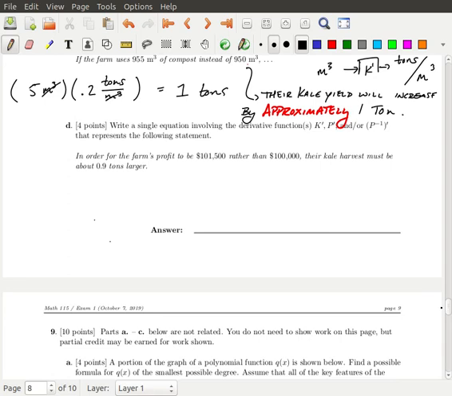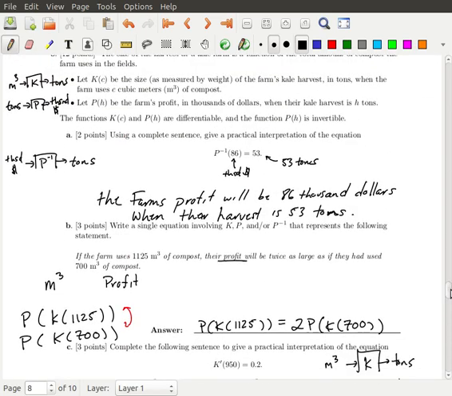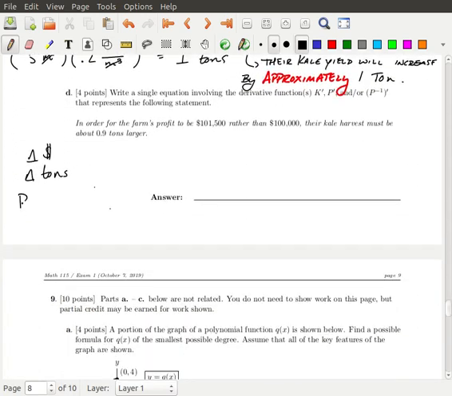Part D, write a single equation involving the derivative functions K prime, P prime, and or P inverse prime that represents the following statement. In order for the farm's profit to be 101,500 instead of 100,000, the kale harvest must be about 0.9 tons larger. So we have a change in profit and a change in tons. What function will deal with tons and profit? P or P inverse. And since it's relating a change, we're either going to have a statement involving P prime or P inverse prime.